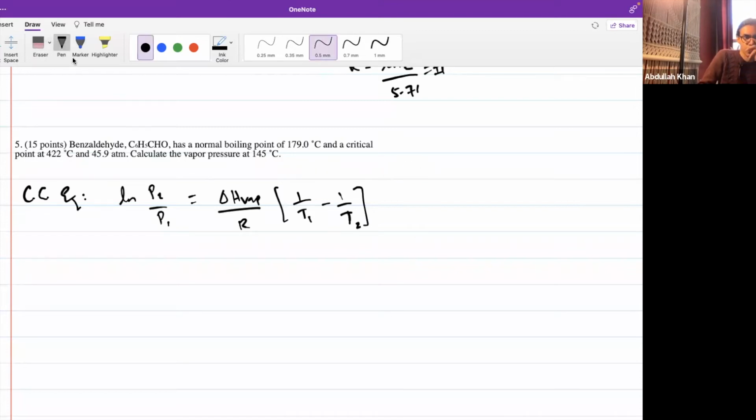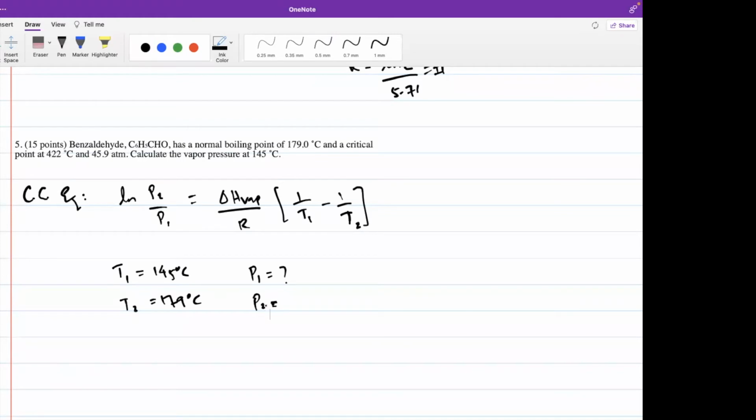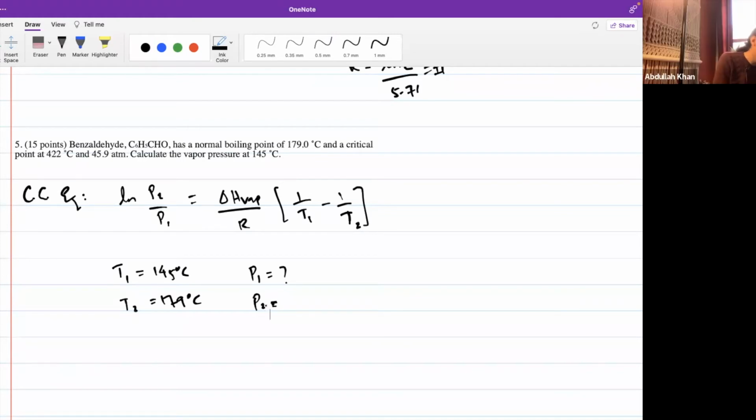Okay, cool. So what do we have? We want to calculate the vapor pressure at 145 degrees Celsius. Let's call that temperature 1, 145 degrees Celsius. P1 is unknown. At a different temperature, 179 degrees Celsius, this is the boiling point. What is the vapor pressure at the boiling point of anything? 1 atm. 1 atm, right?